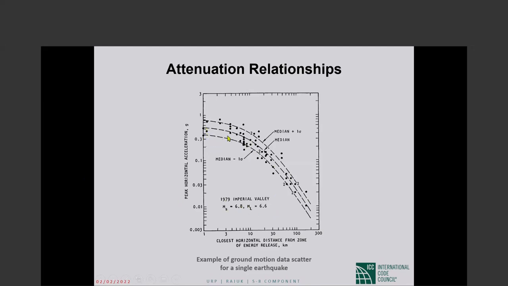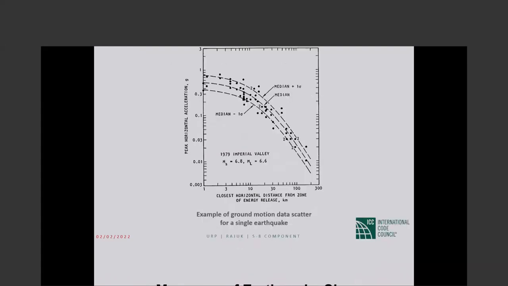the measured accelerations at various stations, at various distances from the source, are shown by the black dots, and then the dotted lines are kind of curve fitting. And that gives you an idea as to how the, in this case, the peak horizontal accelerations caused by the earthquake die away as we move away from the source.